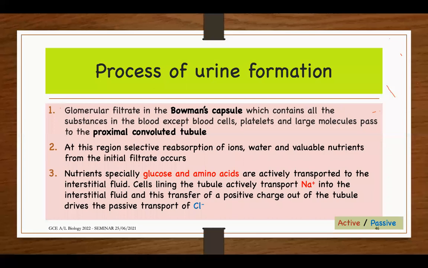Nutrients, especially glucose and amino acids, are actively transported to the interstitial fluid. Okay, especially glucose and amino acids. Now tell me, how do you initially identify from the urine of a person if he has diabetes or not? There's a simple test that you can do to identify if a person has diabetes by checking his urine. Does any of you know?